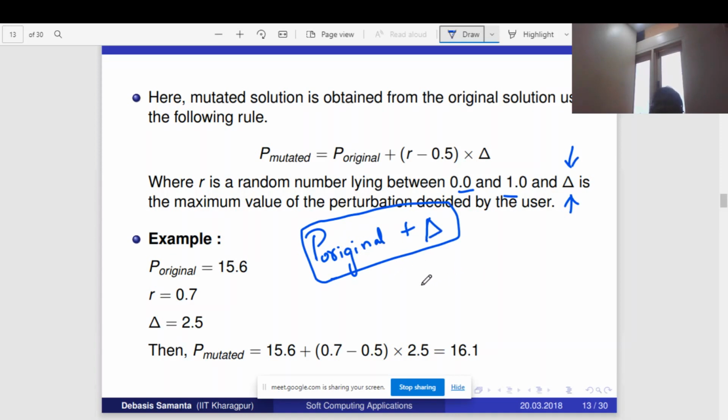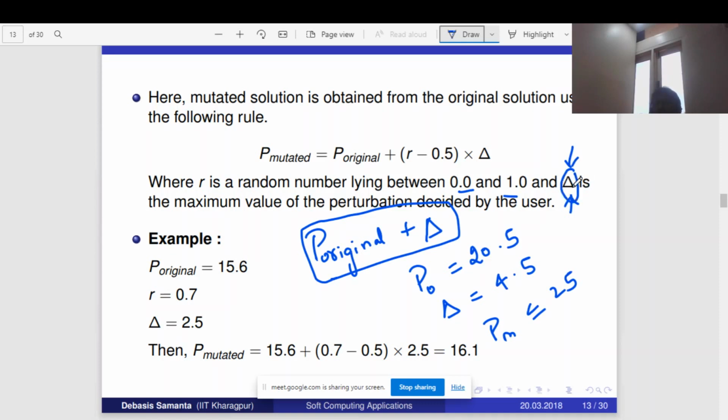For example, say P original, in short PO, is equal to 20.5. Say delta is equal to 4.5. Then PM will not be greater than what? 25, right? So it will be less than or equal to 25. That much you can guarantee. So that control variable is delta.